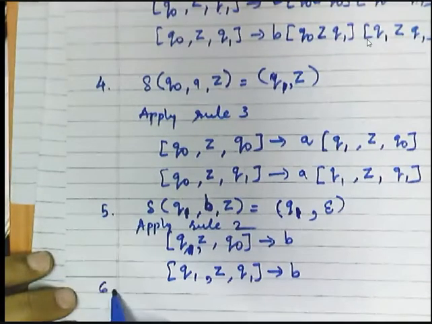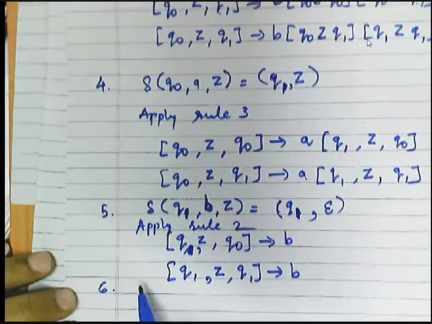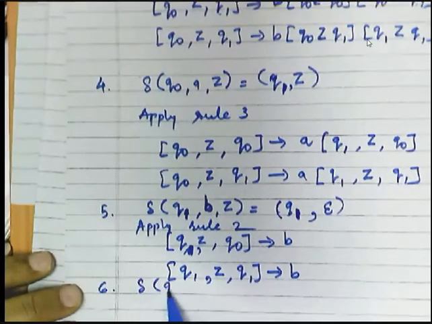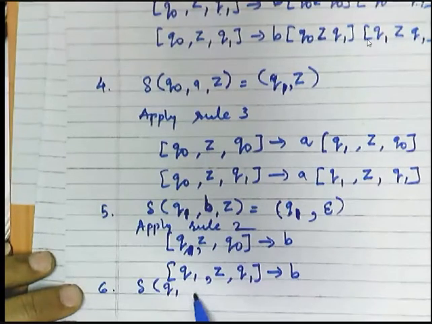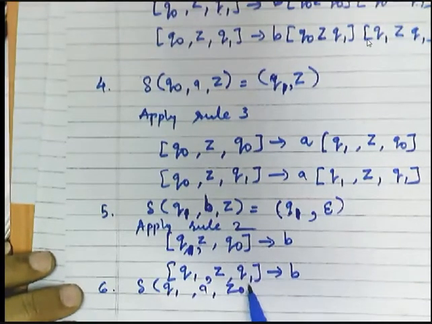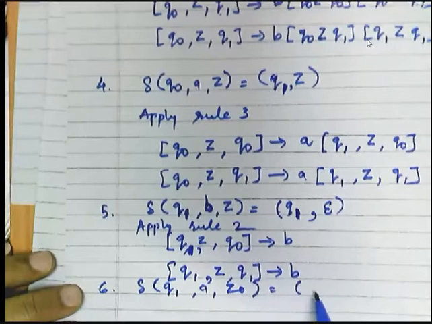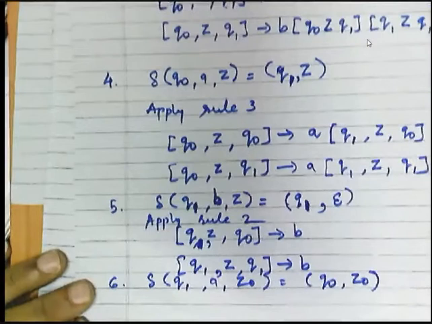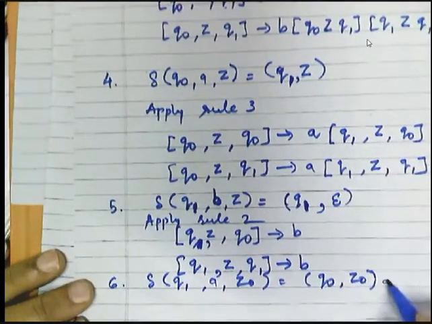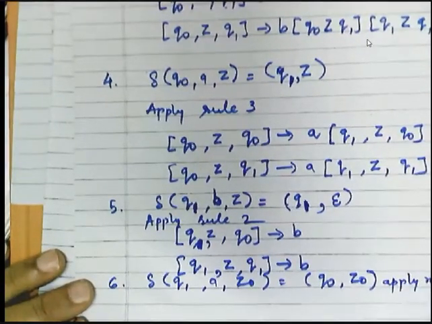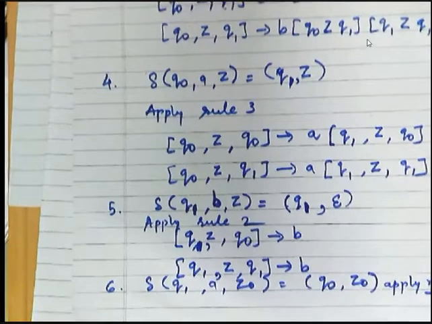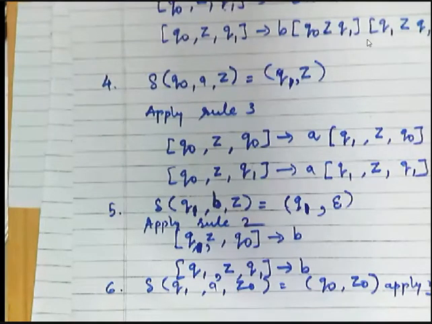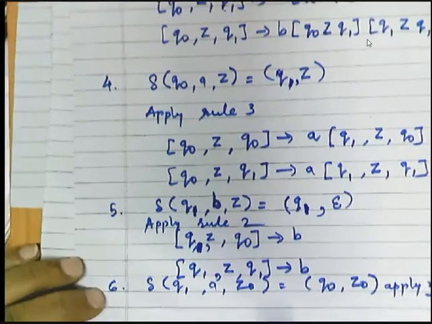Next, sixth one. So in the sixth one, what is the rule? It is delta Q1 comma A comma Z0 is equal to Q0 comma Z0. So here which rule do we have to apply? To apply rule 2 again, rule 2 or rule 3. So it will be of what form?